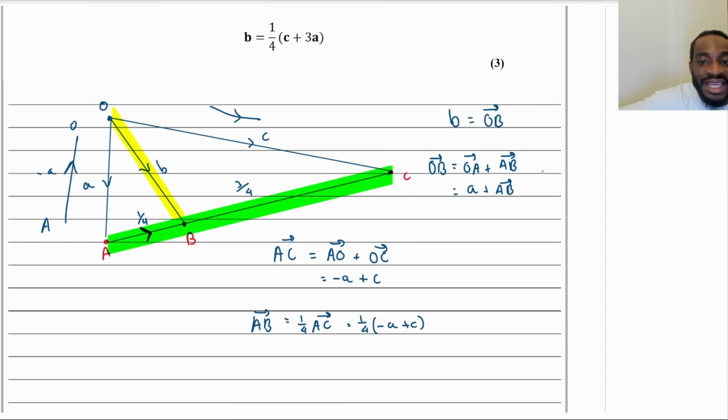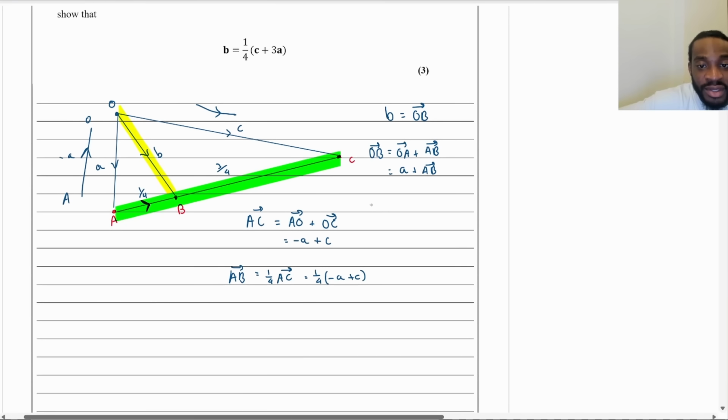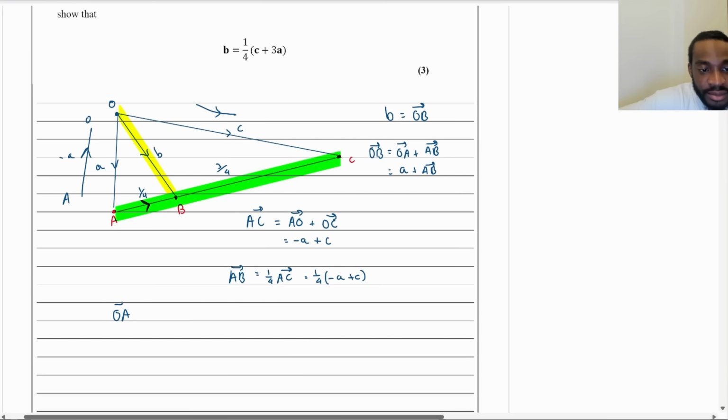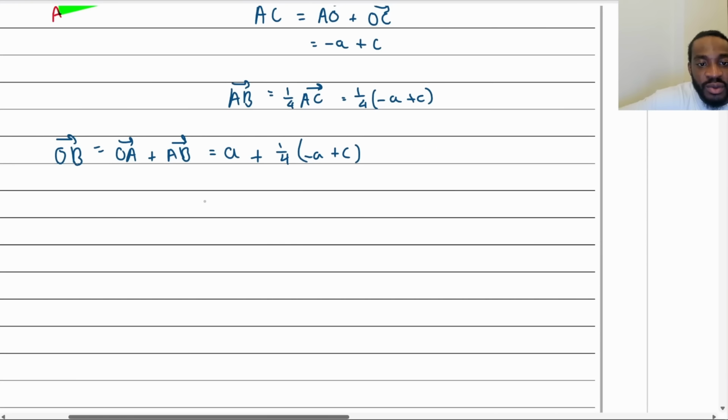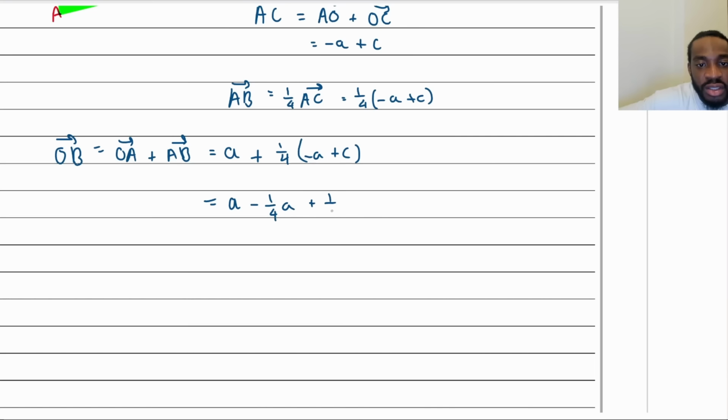So now we can plug that into O to B, because remember, O to B is O to A plus A to B. So if I write this here again, O to B is equal to O to A plus A to B. We know what each of these are. O to A, we already knew was A. A to B, we now know is 1/4 of minus A plus C. Okay? So where we're at, we need to show that it's equal to that. So let's do this and see what we get. We're going to have A, expanding that bracket, minus 1/4 A plus 1/4 C.